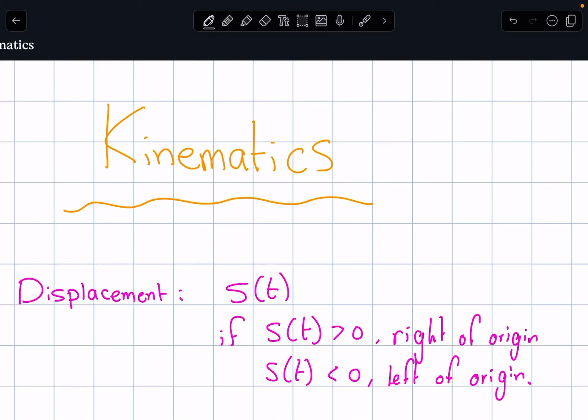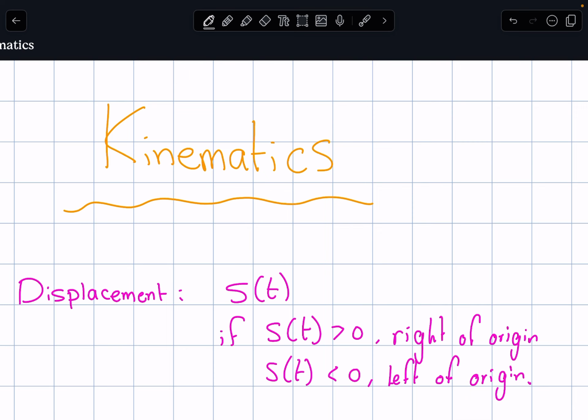G'day team, welcome back to another video, and today we're going to revisit kinematics. Now, we did look at this in our Introductory to Differential Calculus playlist, but it's good to see another example and just a refresher of what all the definitions and what all the things actually mean.